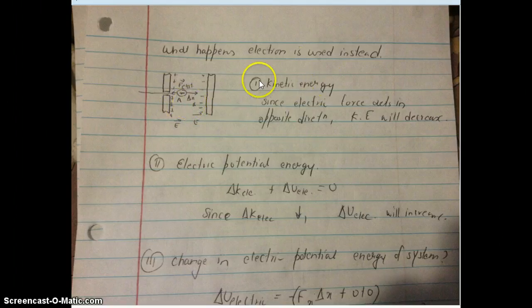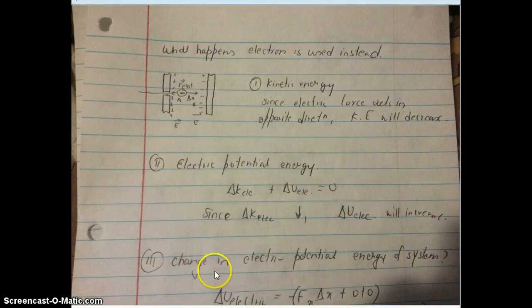So as I said earlier, what happens to the kinetic energy? Since the electric force acts in the opposite direction to the motion of the electron, the kinetic energy will decrease as it moves to location B. And will the electric potential energy increase or decrease? As in the previous problem, we saw that since the kinetic energy increased, the electric potential energy decreased. Here, since the kinetic energy decreases, the electric potential energy of the system will increase.